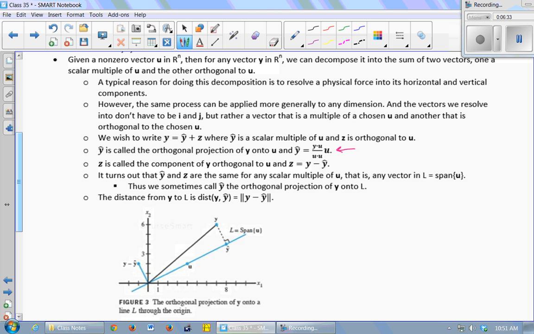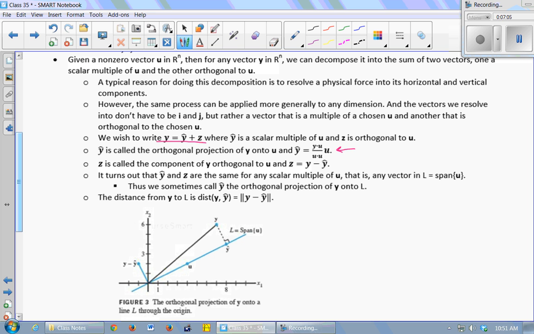And z you just get by doing y minus y hat. If you come back up here, once you know y hat, you can solve for z. It turns out that y hat and z are the same for any scalar multiple of u. So any vector in the span of u will give you the same y hat and z. We'll do an example where we try two different vectors on the same line and see that you get the same y hat and z. And then later I'll have you prove it.